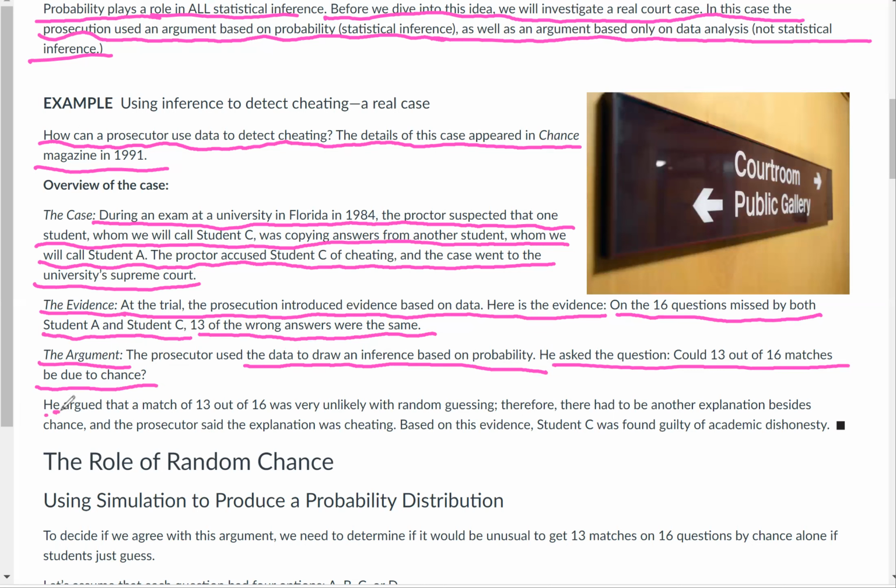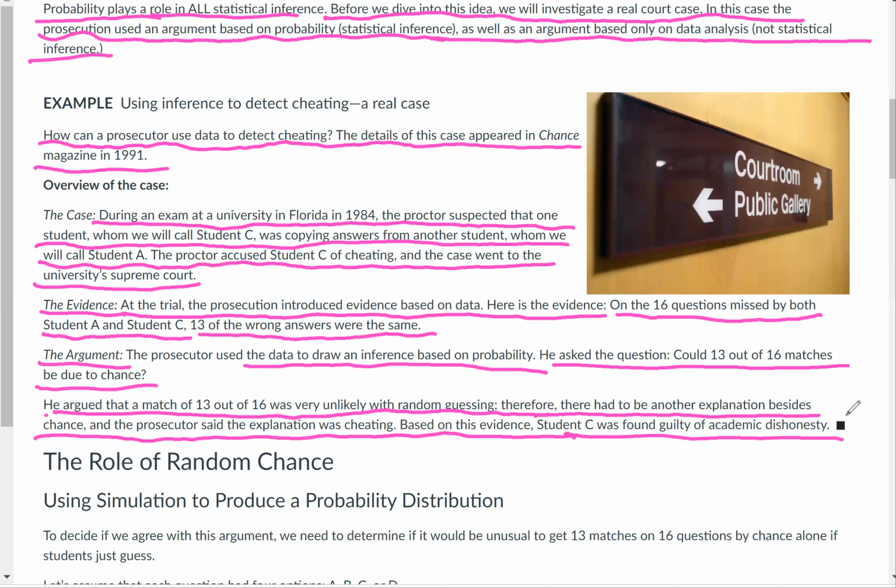He argued that a match of 13 out of 16 was very unlikely with random guessing. Therefore, there had to be another explanation besides chance, and the prosecutor said the explanation was cheating. Based on this evidence, student C was found guilty of academic dishonesty, which is another way of saying cheating.